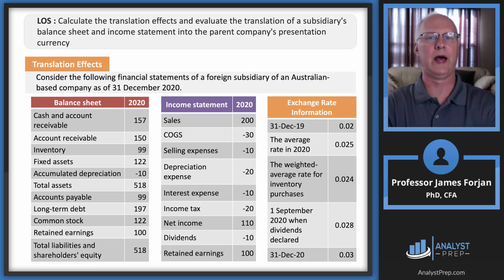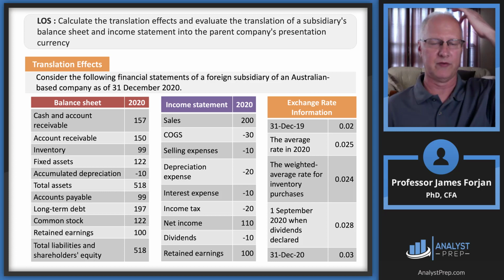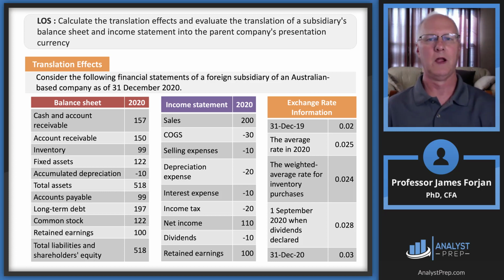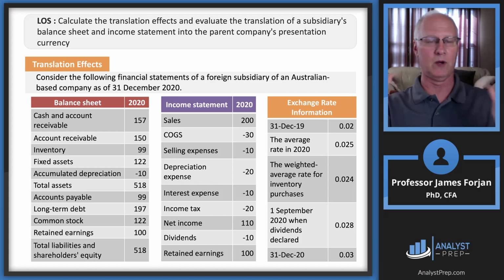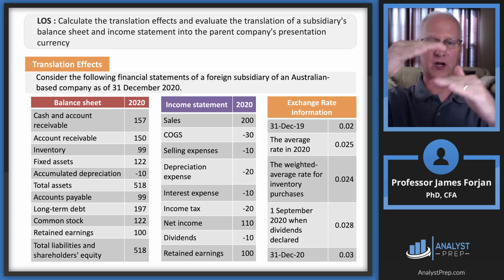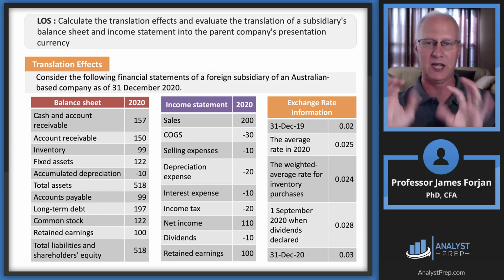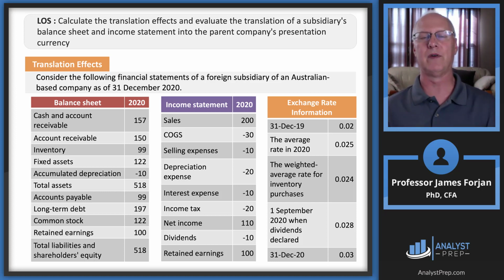All right, so here we have the following financial statements of a foreign subsidiary of an Australian-based company, December 31st. There's a bunch of balance sheet items, a bunch of income statement items, and exchange rate information. So look at this and absorb it, right? When you get one of these vignettes, I imagine you're going to have a couple of paragraphs and then the balance sheet, income statement, and exchange rate information.